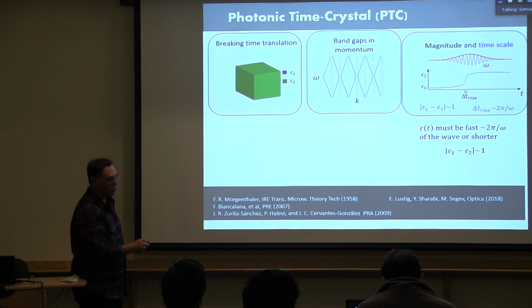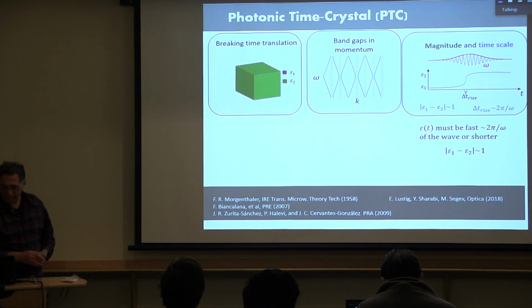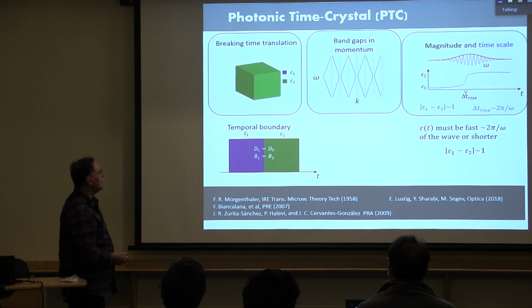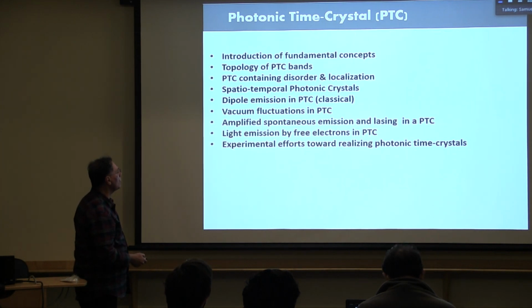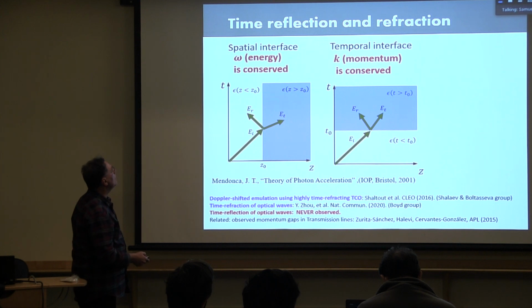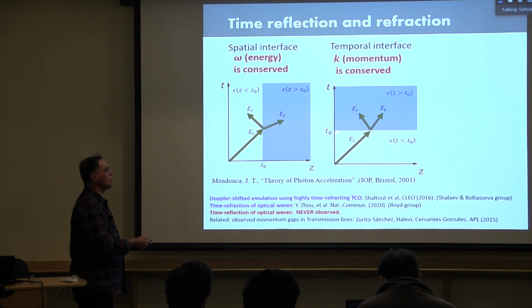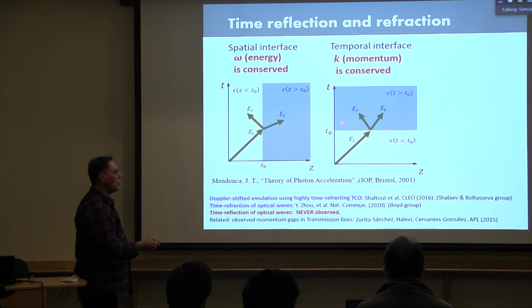I want to recap a few more things. Let me see, maybe now it will start. So we looked at temporal boundaries. I want to recap quickly what will happen. At a spatial interface, we know we have Fresnel reflection. At a temporal interface, just in time, you have time refraction and time reflection. Both of these will have a different frequency.